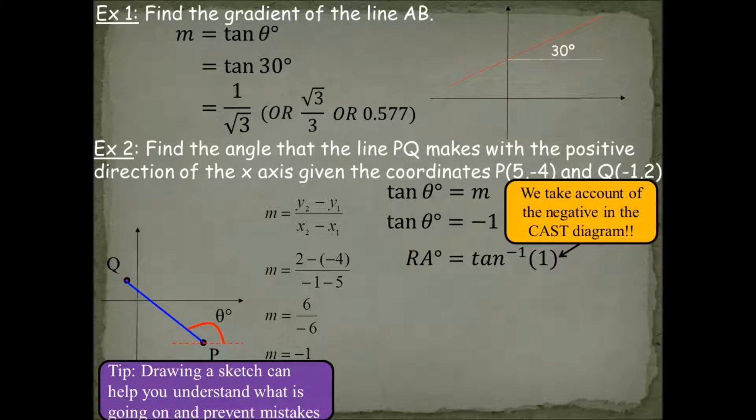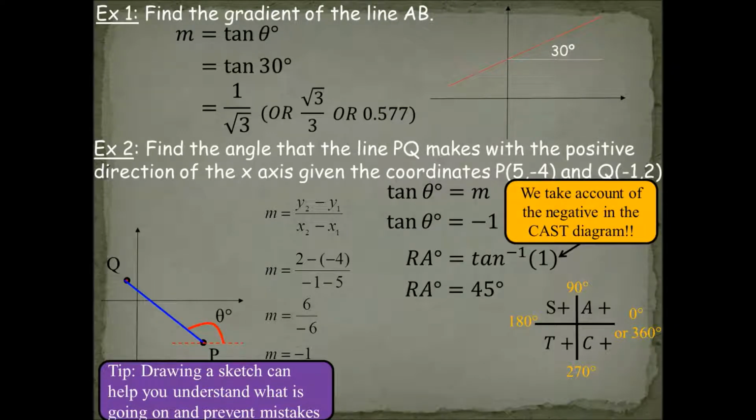Now, for this context, we don't need to use a full CAST diagram, even though we know all is positive between 0 and 90, sine is positive between 90 and 180, which makes cos and tan negative. Tan is positive between 180 and 270, which means sine and cos are negative in that quadrant. And cos is positive between 270 and 360, which makes tan and sine negative.